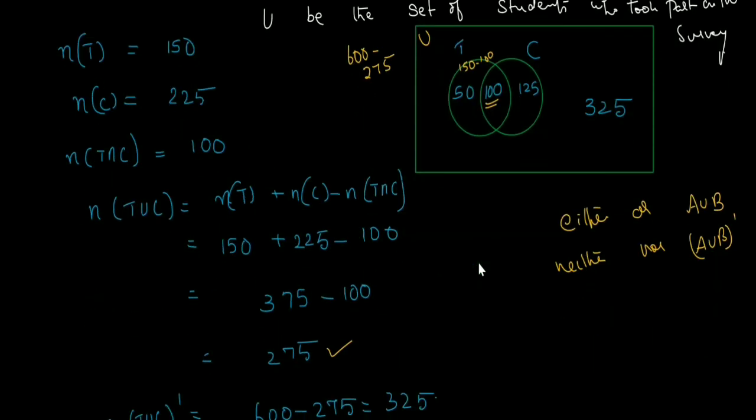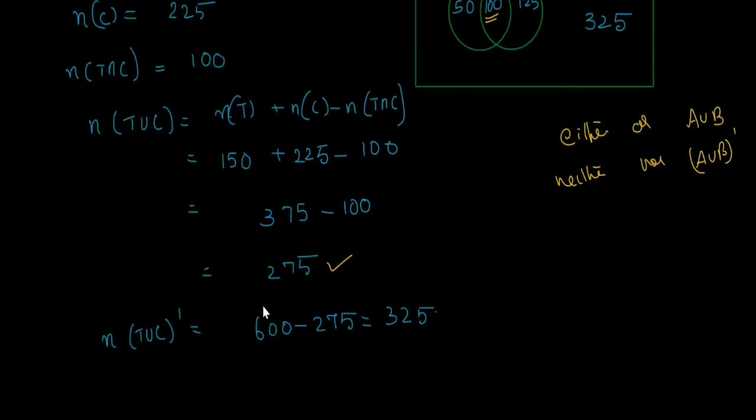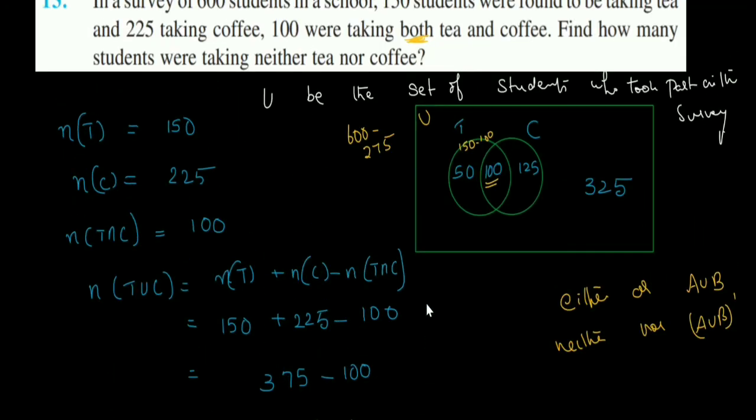So how do you find that? It is nothing but from the total universal set, you have to subtract this n of t union c. So 600 minus 275, 325 take neither tea nor coffee.